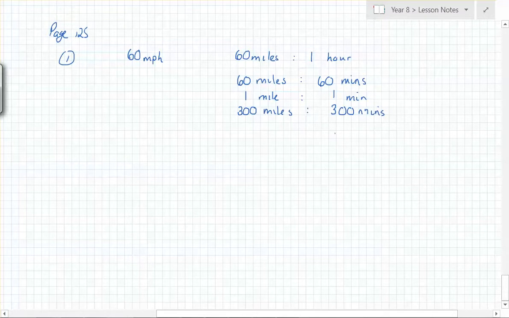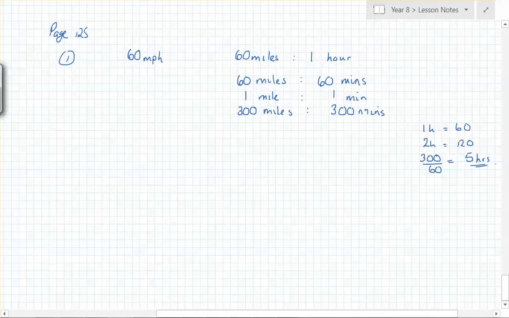Now all we've got to do now is convert 300 minutes into hours and minutes. Okay, so 1 hour, 60 minutes. Okay, 2 hours, 120. So basically we're doing 300 divided by 60 for how many hours? So it's 5 hours. Okay?